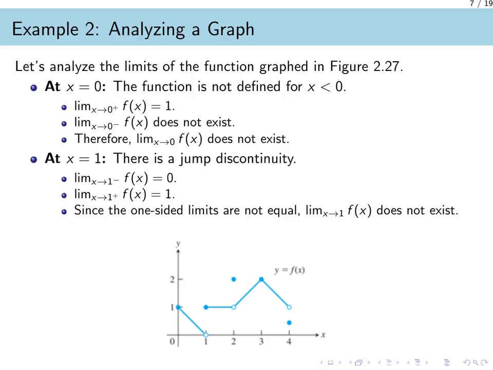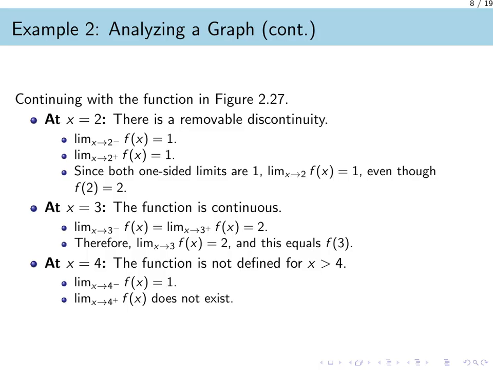Next, let us look at x equals 1, where we see a jump discontinuity. Approaching 1 from the left, the function's value gets closer to 0. But when approaching from the right, its value gets closer to 1. Since the left-hand limit of 0 and the right-hand limit of 1 are not equal, the two-sided limit does not exist here either. Remember, for a two-sided limit to exist, the function must approach the exact same finite value from both the left and the right.